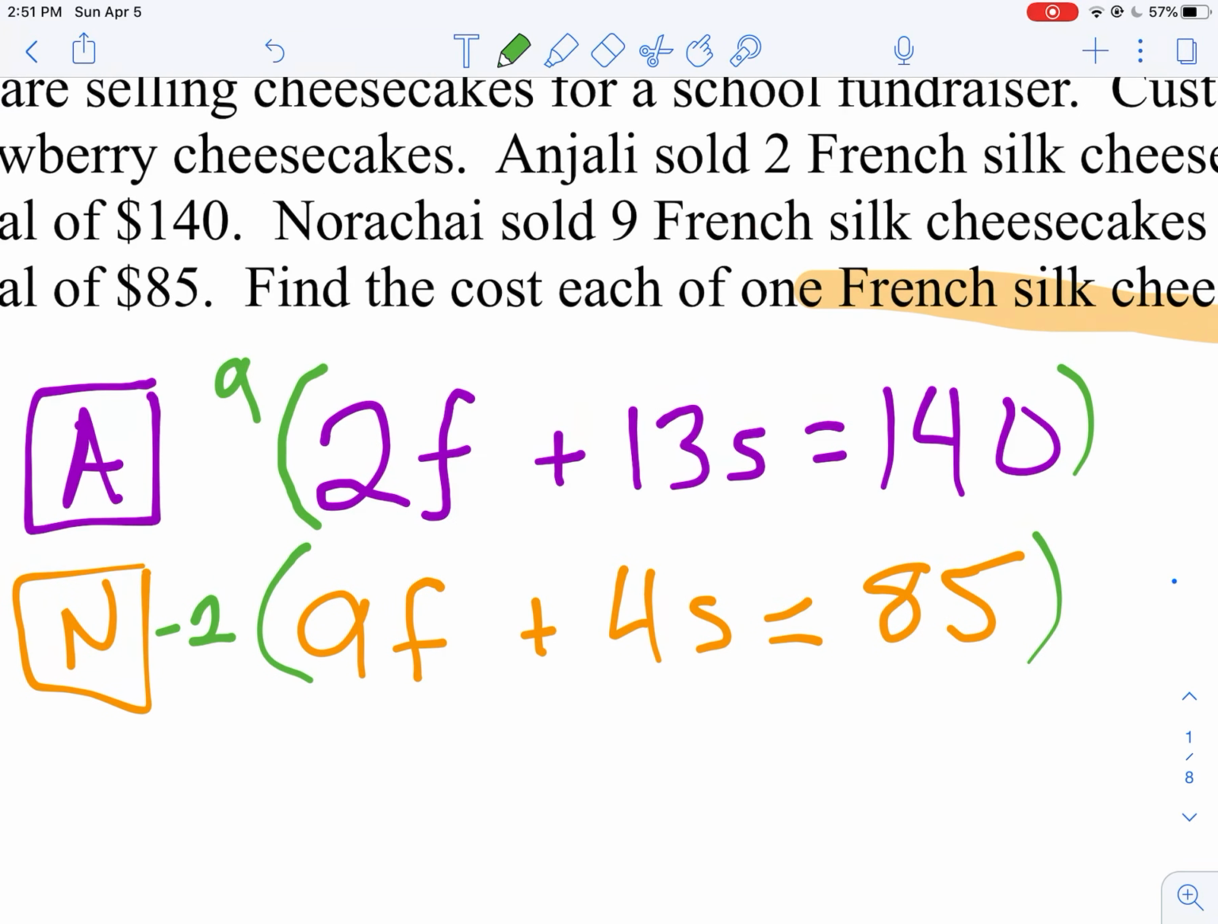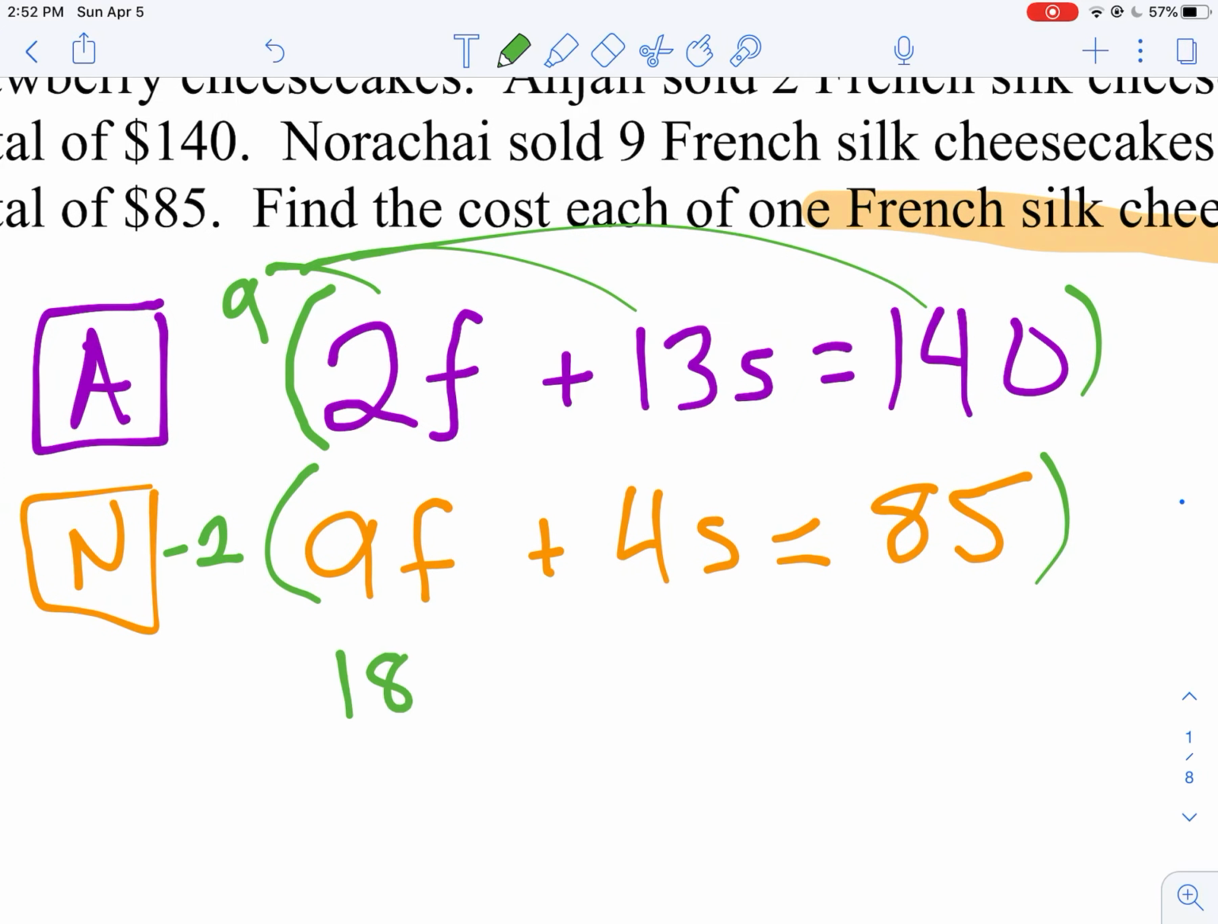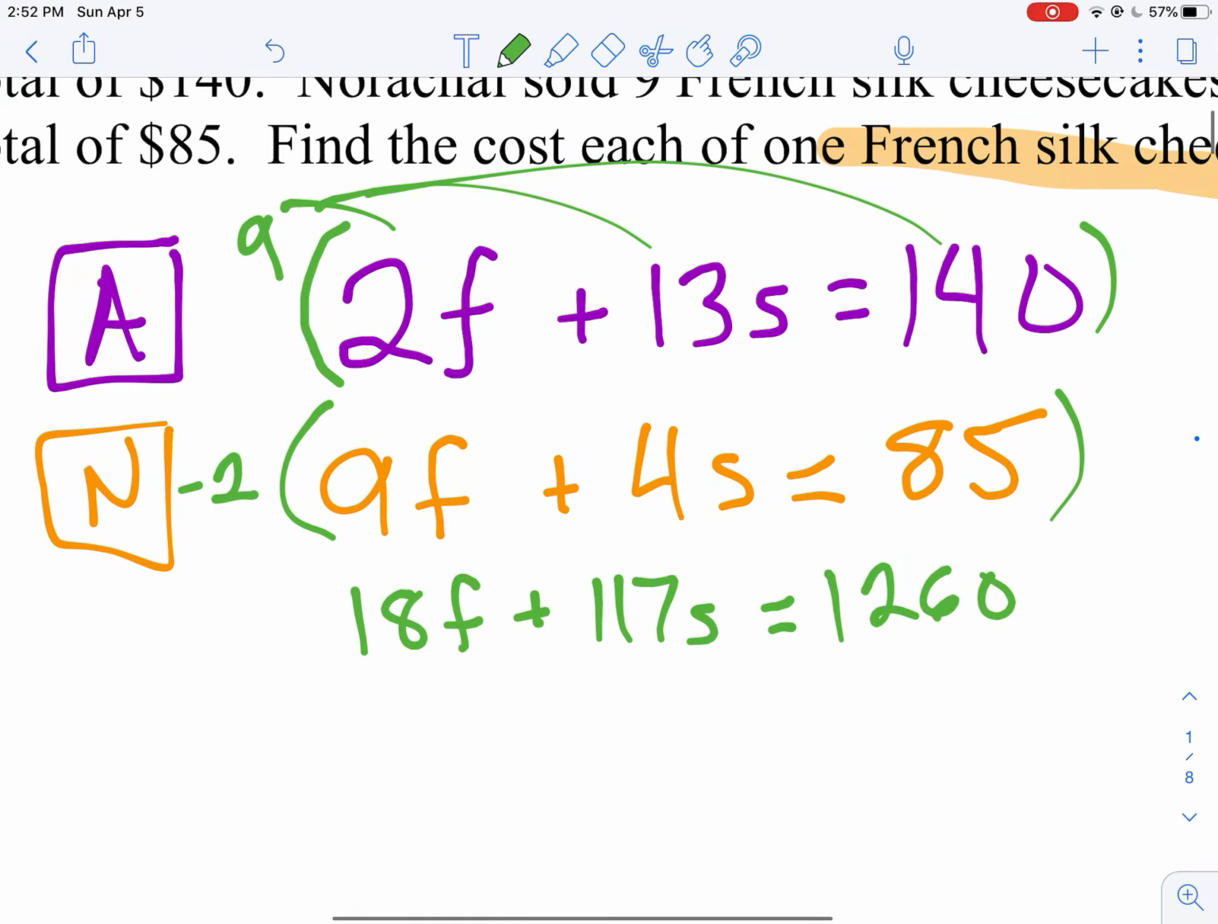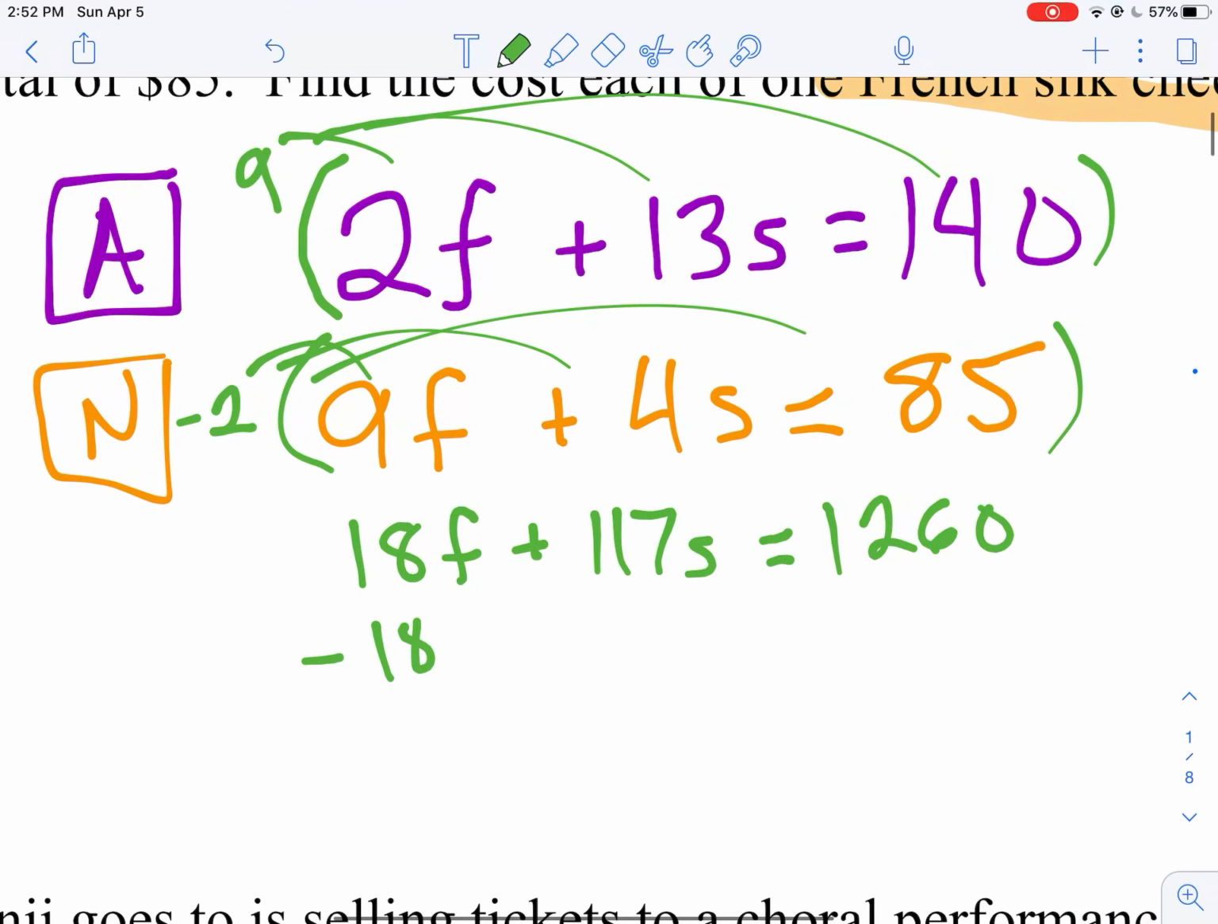All right, so let's do the top first. Multiply everything by 9. So I get 18F plus 9 times 13. That's going to be 117 equals 140 times 9 is 1260. All right, that's the first one. Now let's go to the orange, do the same thing. I should get elimination on the F's, and I do. That's a negative 8S, and then that's negative 170.